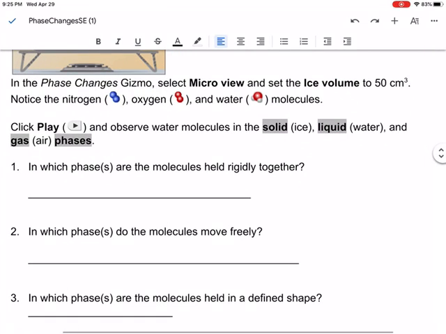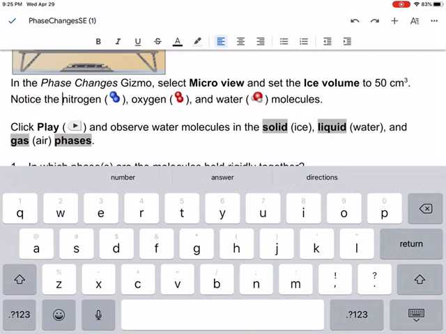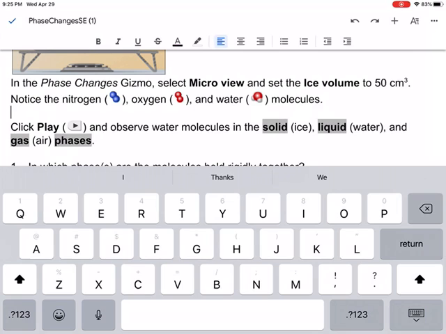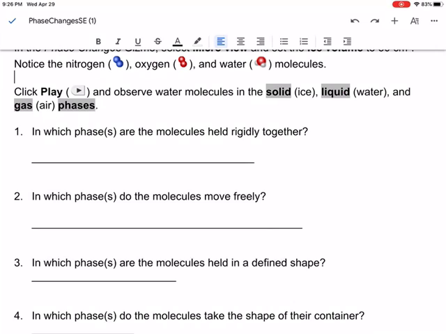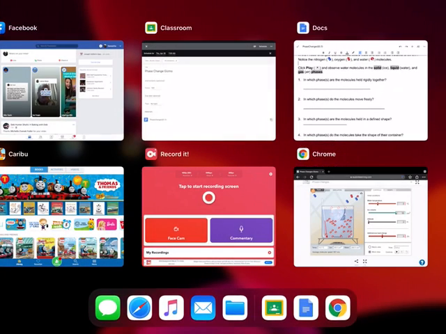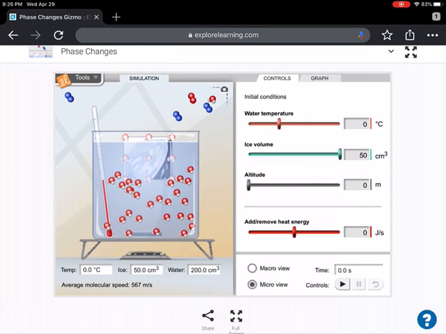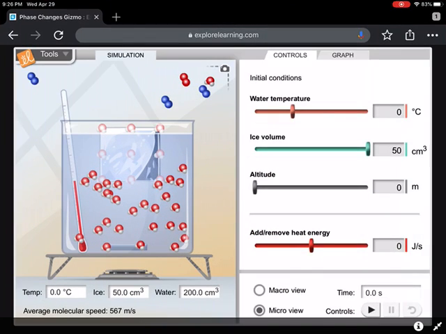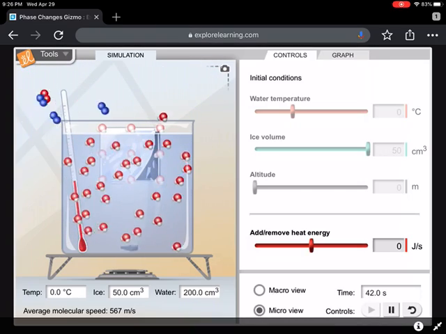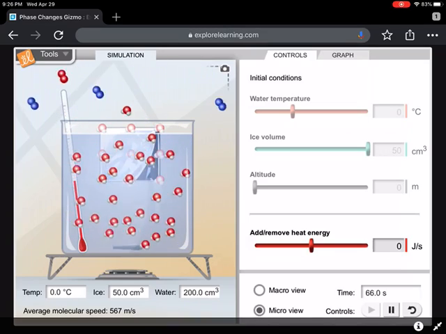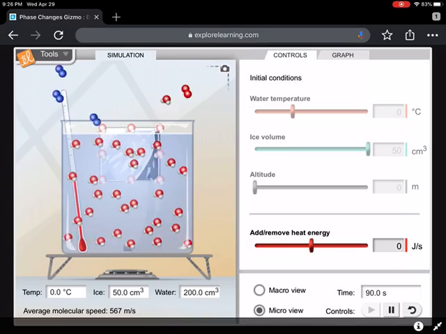It says notice the nitrogen, oxygen, water molecules. Click play and observe water molecules in the solid ice, liquid water, and gas air phases. All right, so we're going to click play and see what happens. Let's move this to full screen. Click play. So if I look at my water, the red dudes are moving.